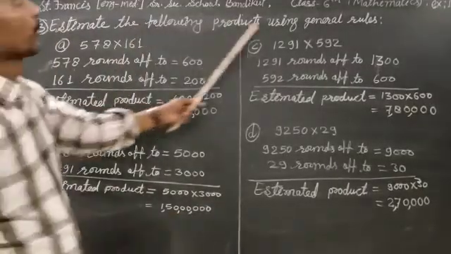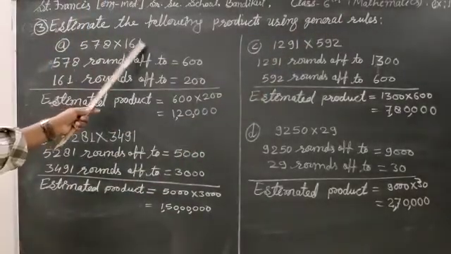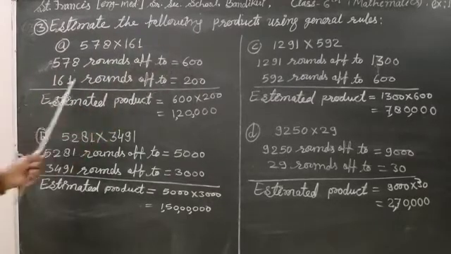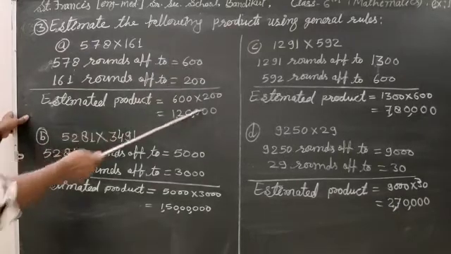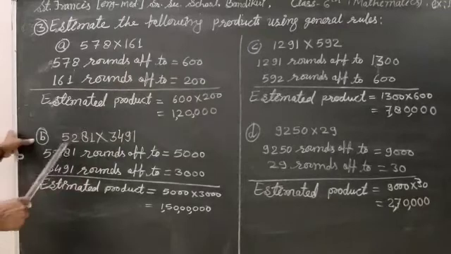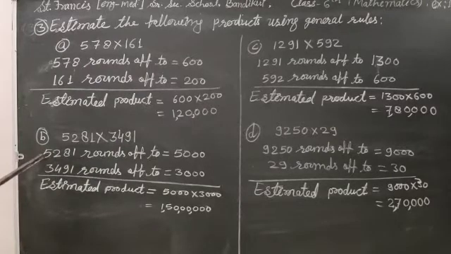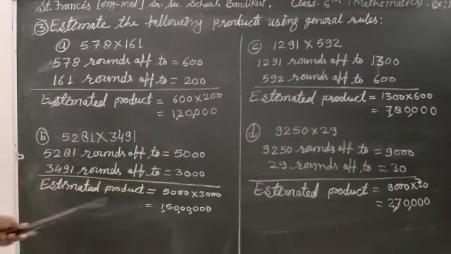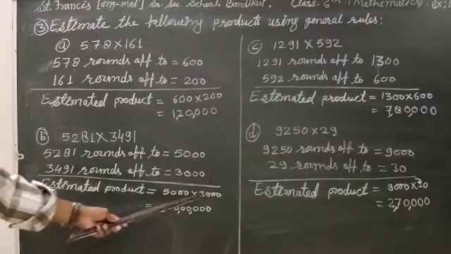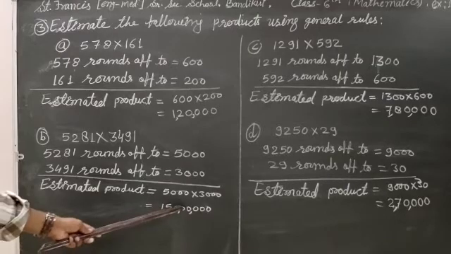Estimate the following products using general rules. 578 into 161: 578 rounds off to 600, and 161 rounds off to 200. So the estimated product will be 600 into 200 equals 1,20,000. 5,281 into 3,491: 5,281 rounds off to 5,000, 3,491 rounds off to 3,000. So the estimated product will be 5,000 into 3,000 equals 1 crore 50 lakhs.